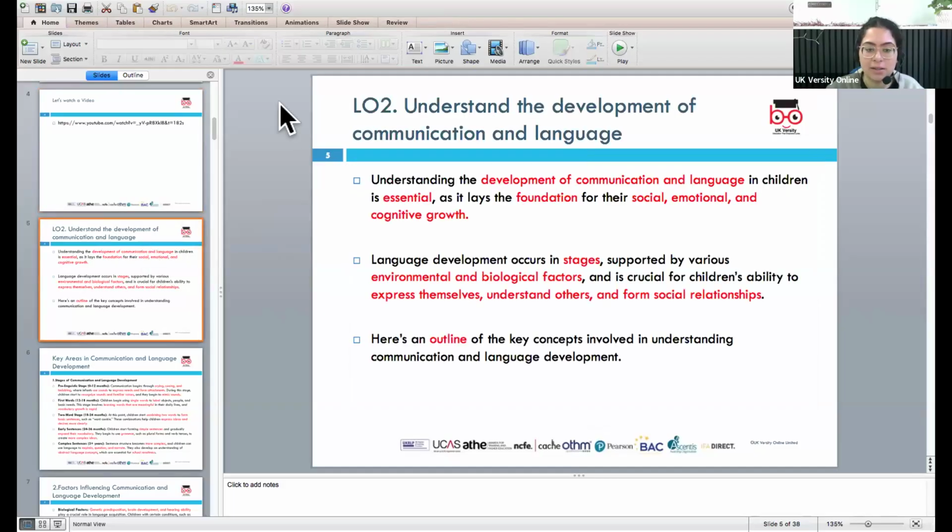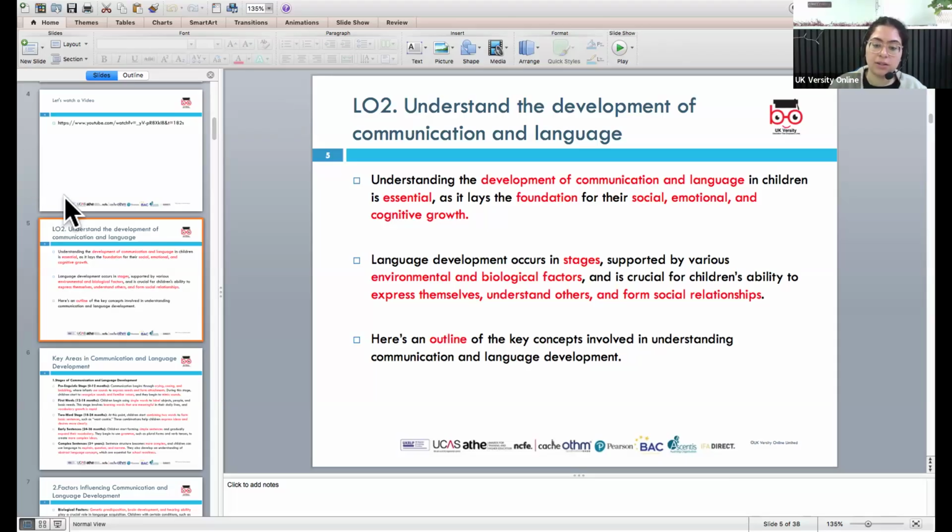Okay, so in this learning outcome, we first understand how the development of communication and language happens in children, which is very essential because it lays the foundation for their social, emotional, and cognitive growth. Language development occurs in stages, as we just saw in the video. It is supported by various environmental and biological factors, and it is crucial for children's ability to do what? To express themselves, to understand others, and form social relationships.